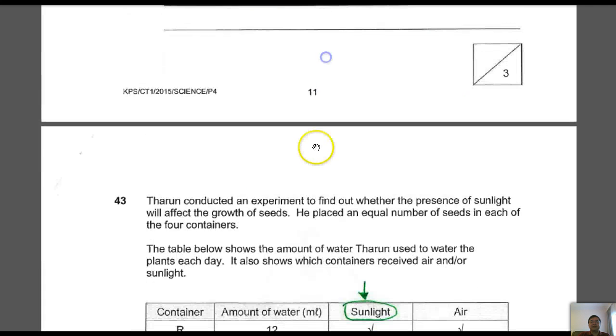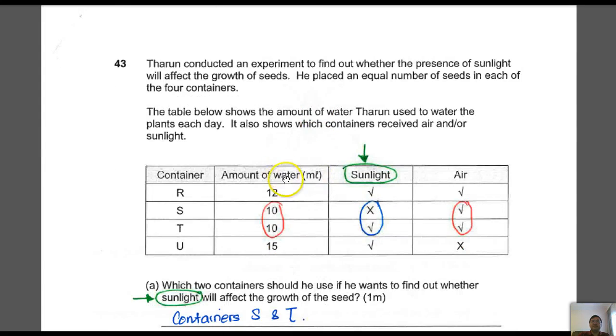Next, 43. Now, Tarun conducted an experiment to find out whether the presence of light, watch this, the presence of light will affect the growth of the seed.